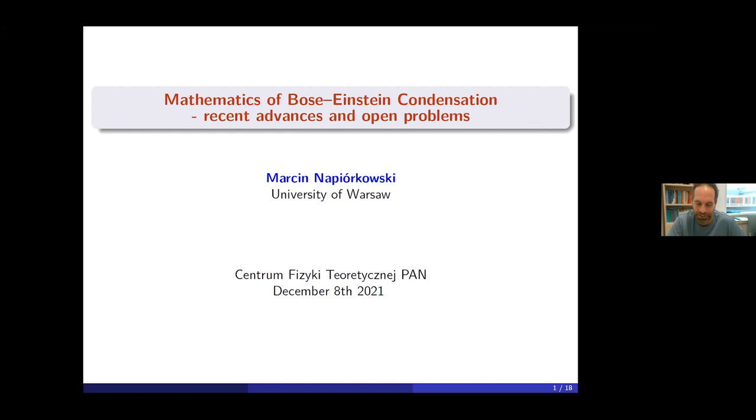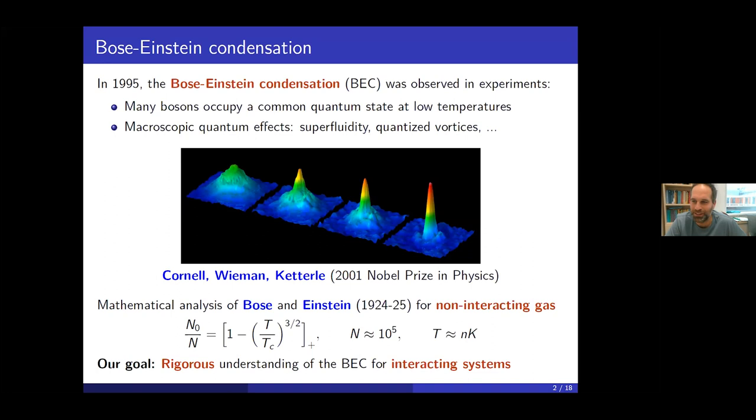So as you all know here, and probably had many, many dozens and hundreds of talks about Bose-Einstein condensation in your center, let me just give a very brief introduction. So in 1995, Bose-Einstein condensation was observed in experiments for the first time. These were the two famous experiments, those by Cornell, Wieman and Ketterle, for which they got the Nobel Prize in 2001. And well, what is BEC?